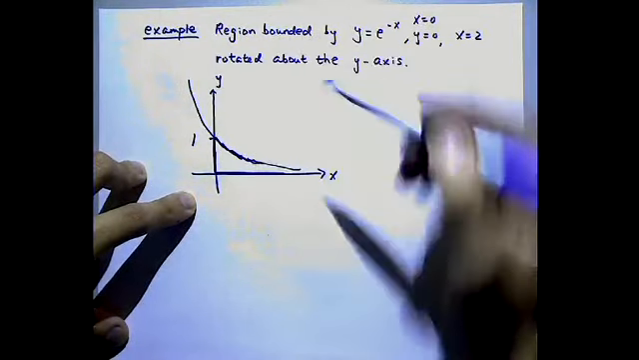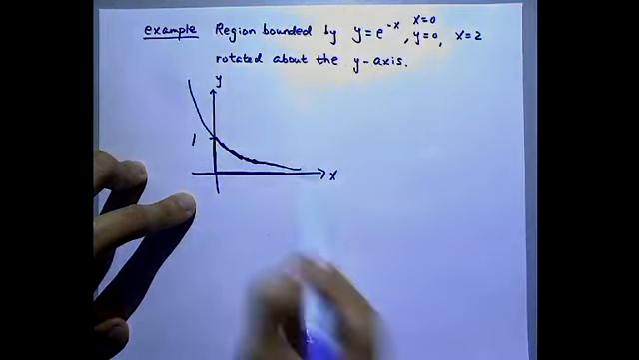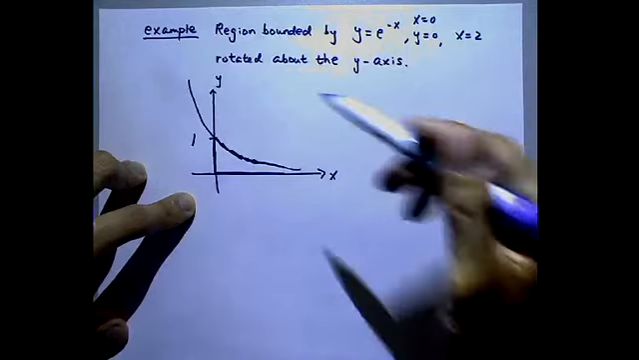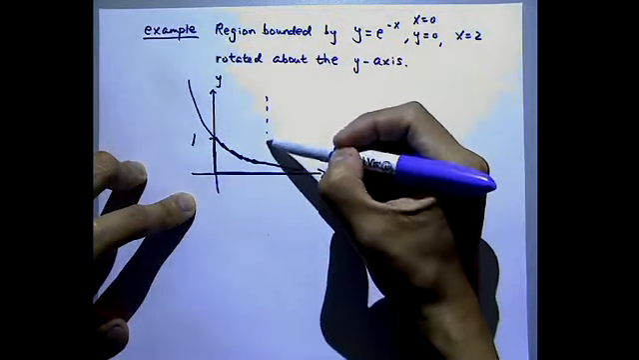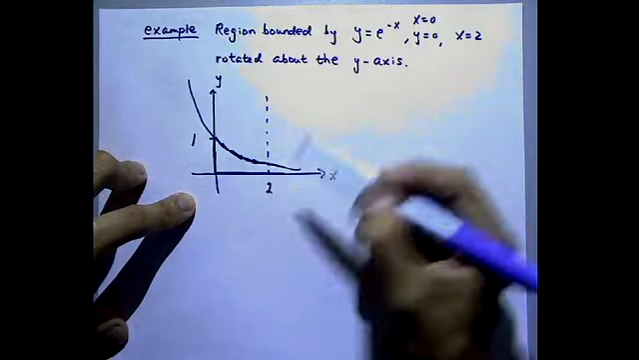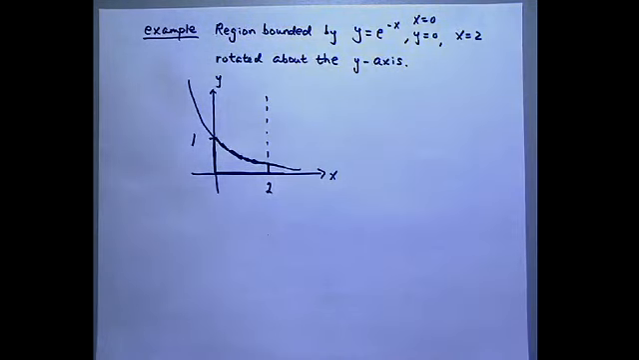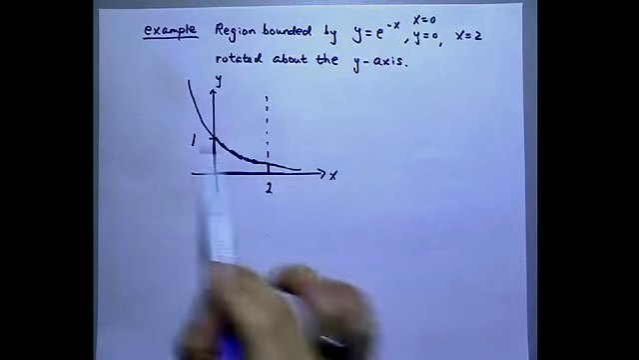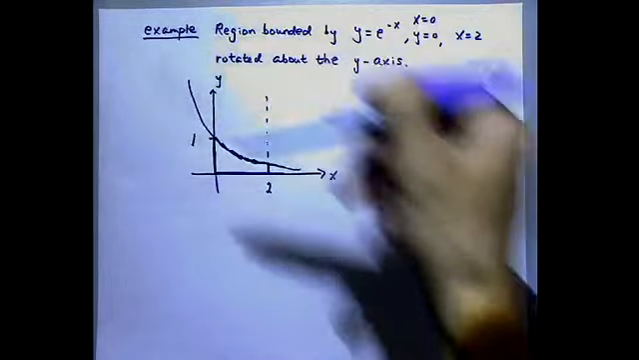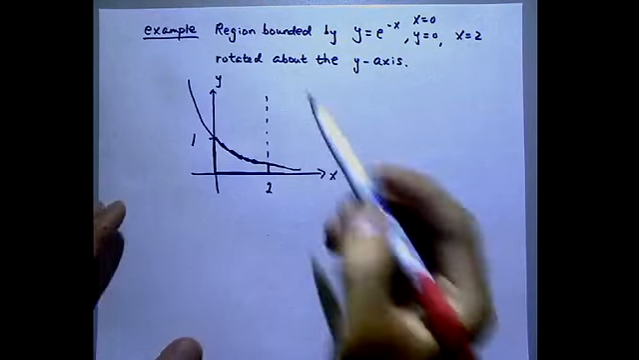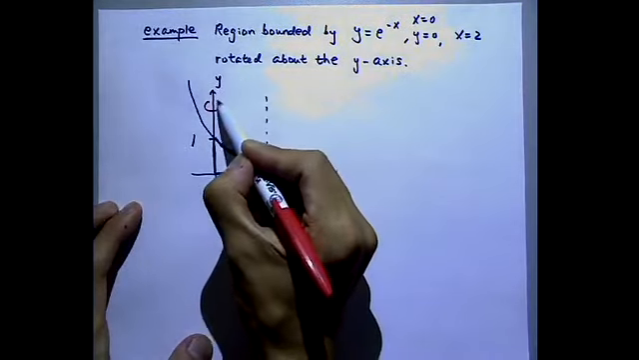And bound on the top by making it bad. Good enough. And then bounding the right by x is equal to 2. Let's say x is equal to 2 is right here. Okay, so now we got this shape here. It's not quite a trapezoid because it's curved on the top, but something kind of like that. Now we're taking this to go around the y-axis.